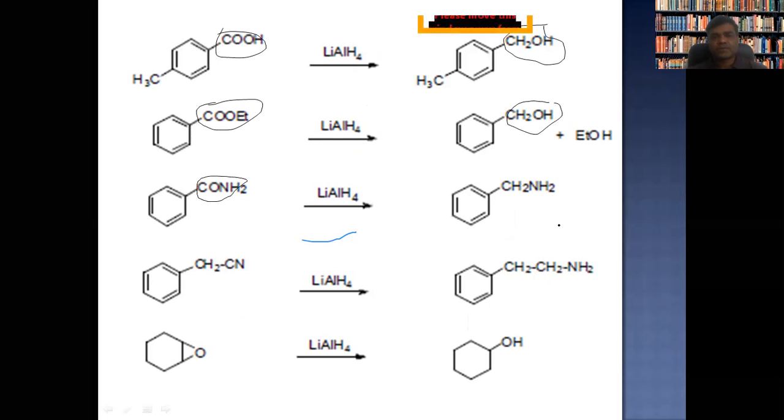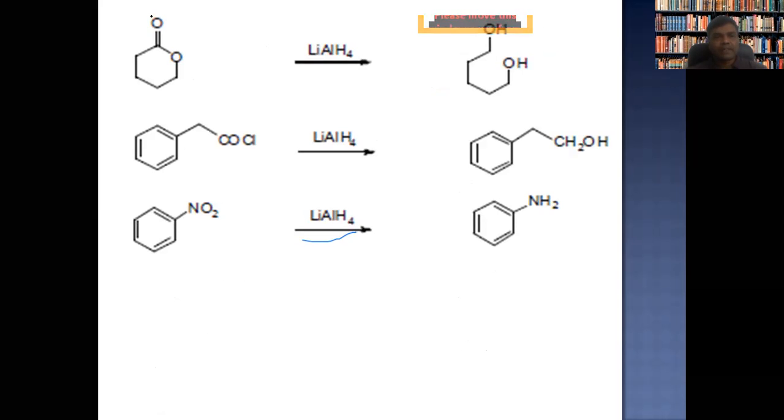Amide group, CONH2. Amide is reduced to CH2NH2, that is amine. It is C triple bond N, cyanide. Cyanide is also reduced to CH2NH2. This is an epoxide ring. Epoxide ring opening reaction takes place, and we get the secondary alcohol. Whether the ring opens from the bottom side or upper side depends upon the substitution. If it is an equally substituted epoxide ring, there is no question of preference. Ring may open from this side, or it may open from this side.